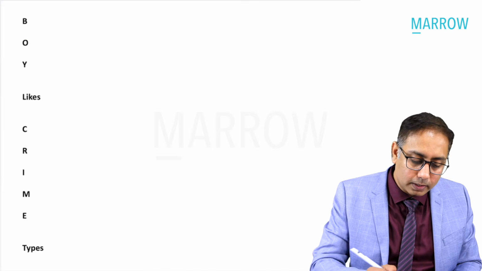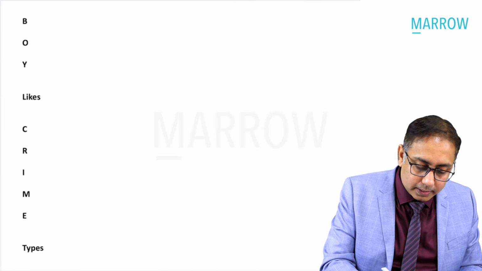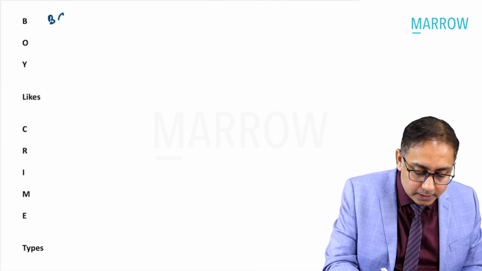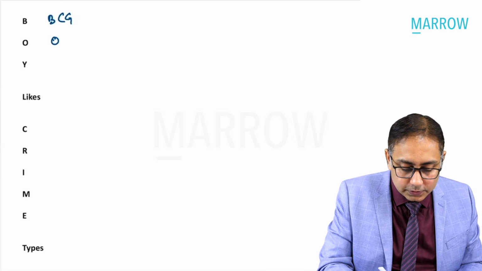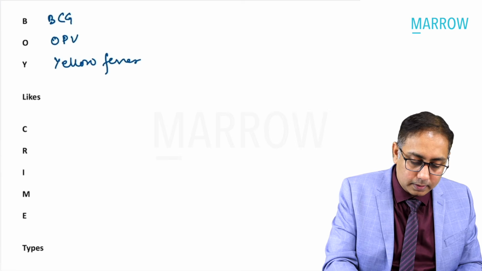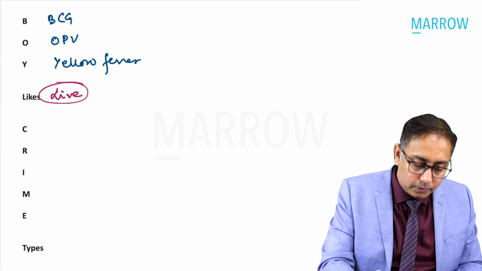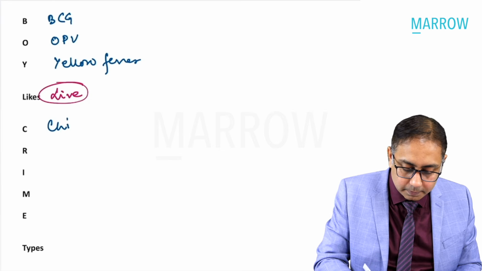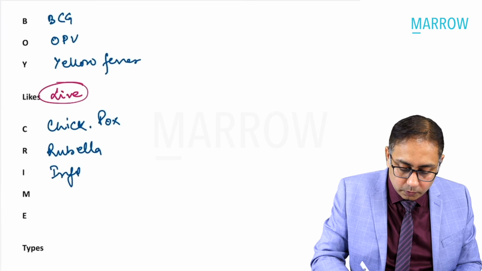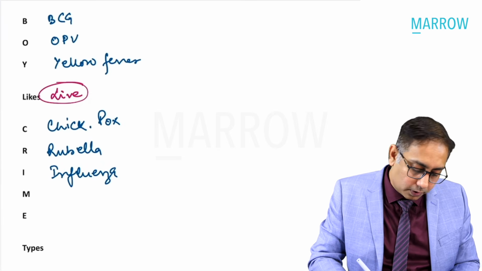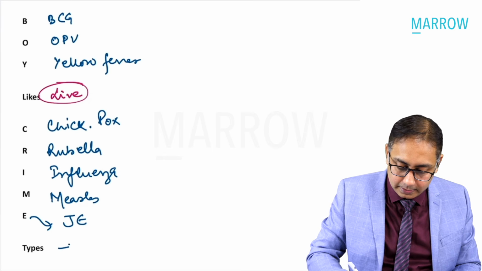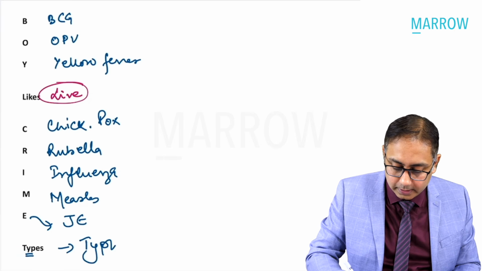You would also like to remember which are the live vaccines. Please note that there is a mnemonic called "boy likes crime types". B stands for BCG vaccine, which is a live vaccine. O stands for the oral polio vaccine. Y stands for the yellow fever vaccine. Likes means the live vaccines. And then you have C, which stands for chicken pox. R stands for rubella. I stands for influenza. M stands for measles vaccine. E stands for Japanese encephalitis vaccine, and TYP stands for typhoid vaccine.